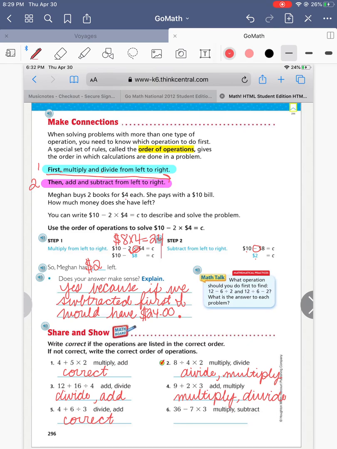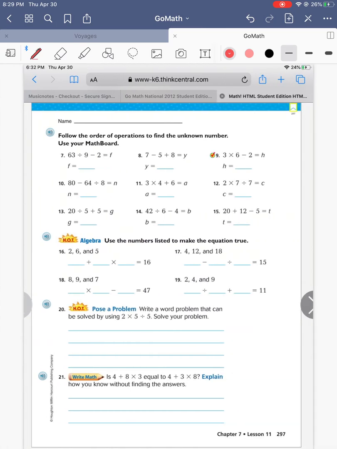Then for number 6, it says 36 minus 7 times 3, and they said they're going to multiply first and then subtract. Does that follow our order? It says first multiply and divide from left to right, then add or subtract from left to right. So this one's also correct. Okay.